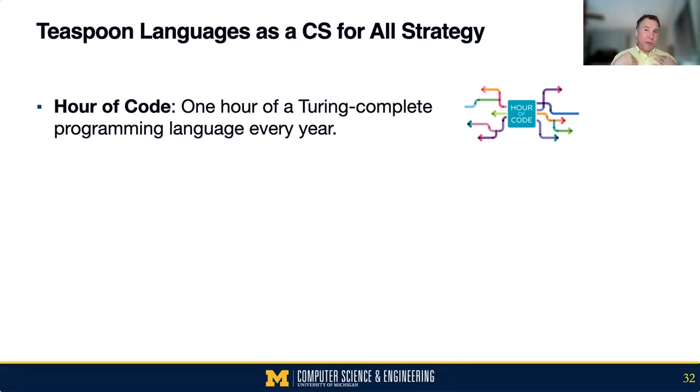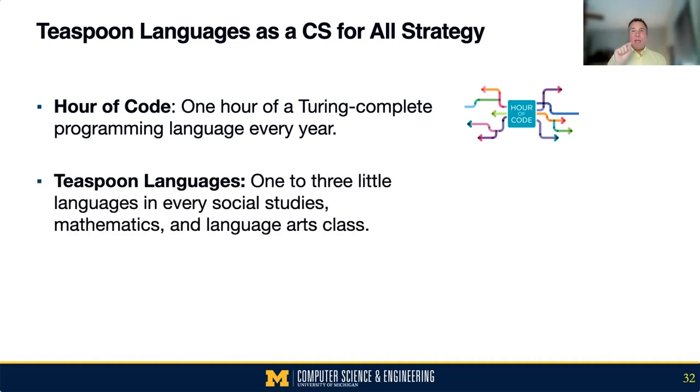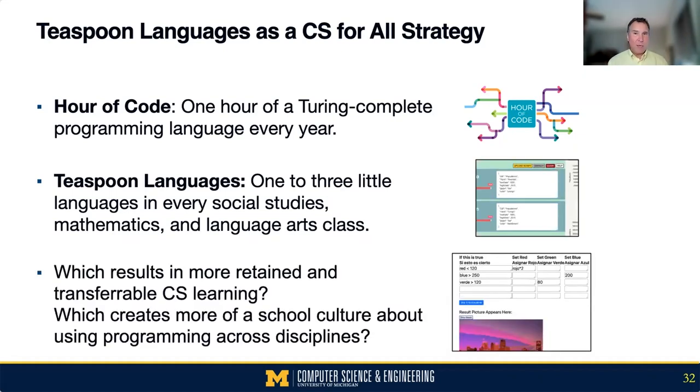I'm doing something different. It's not either or, it's in addition to. And the idea is that I want to have 1 to 3 little languages in every social studies, mathematics, language arts, engineering course. The question is that which results in more retained and transferable CS learning? Which creates more of a school culture about using programming across disciplines?